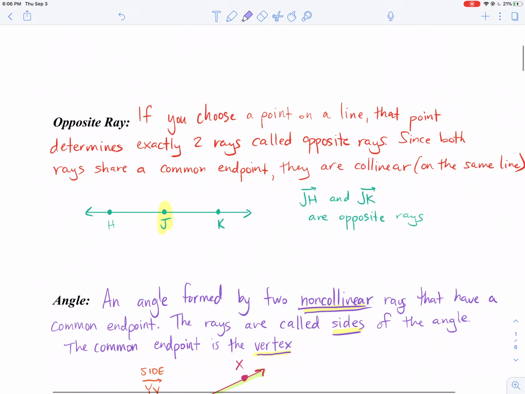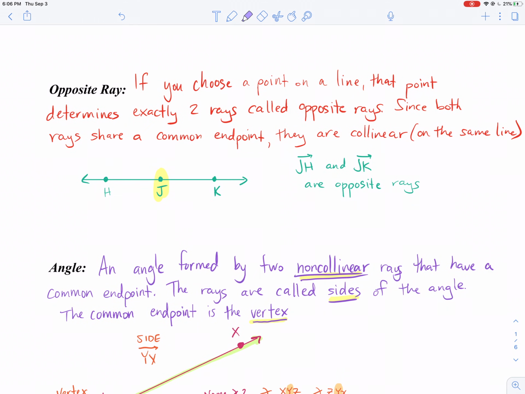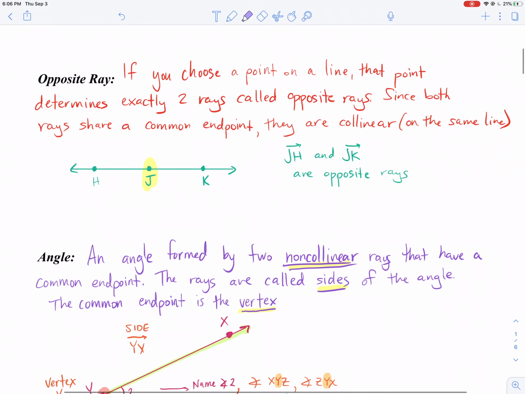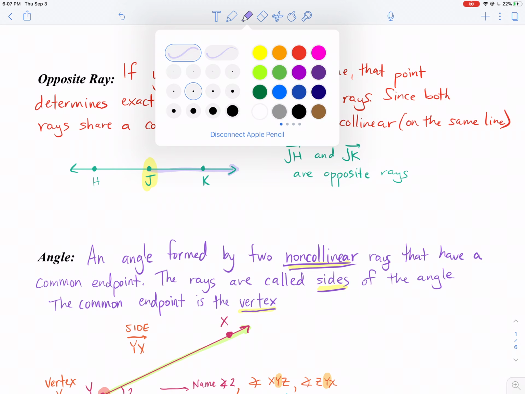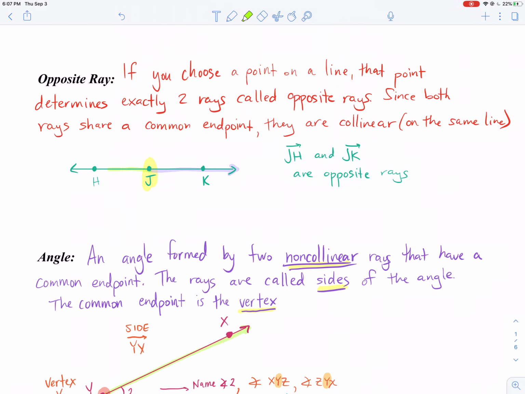For opposite rays, if you choose a point on a line, that point determines exactly two rays called opposite rays. Since both rays share a common endpoint, they are collinear. So if I have one ray, JK, and then my second ray, JH, they're going to have a common endpoint of J, and they are on the same line. So I would say JH and JK are opposite rays because of that common endpoint.